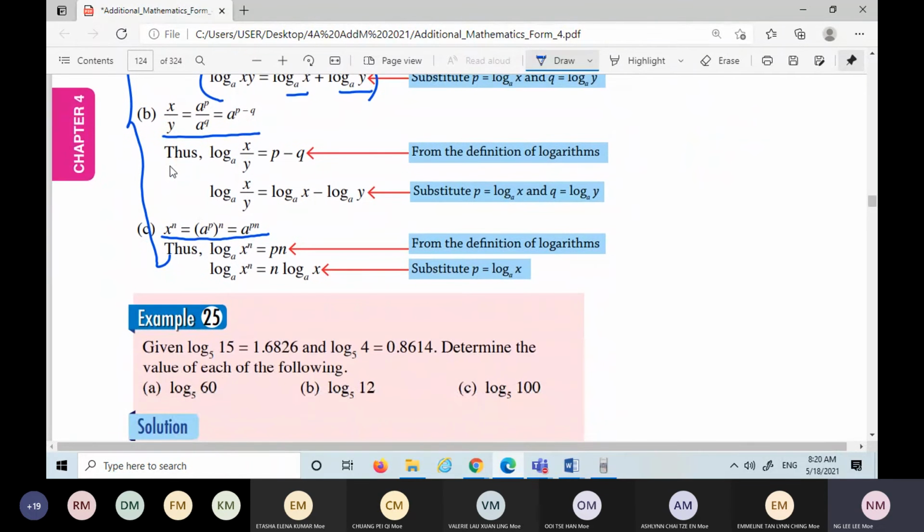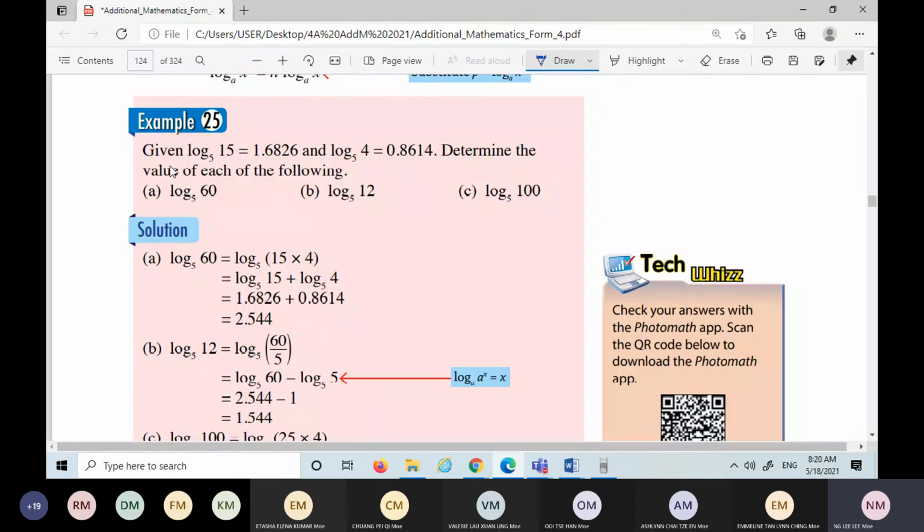Now we go to the example. How are we going to apply these three laws? Given log_5 15 is equal to 1.6826 and log_5 4 is 0.8614, determine the value of each of the following.